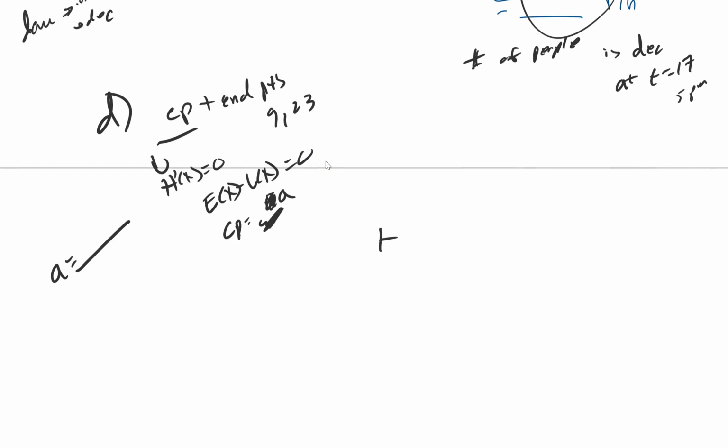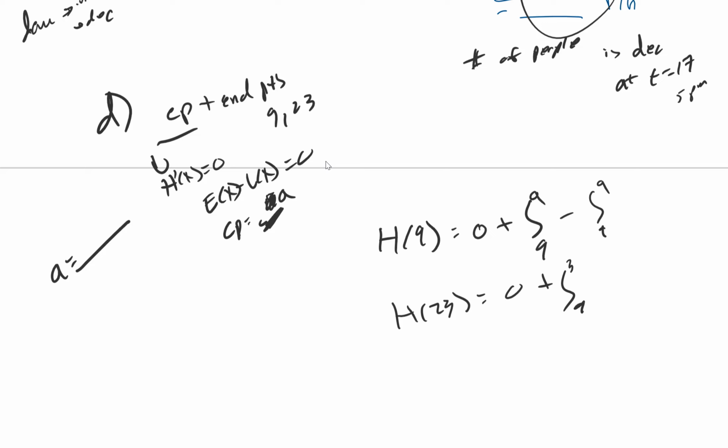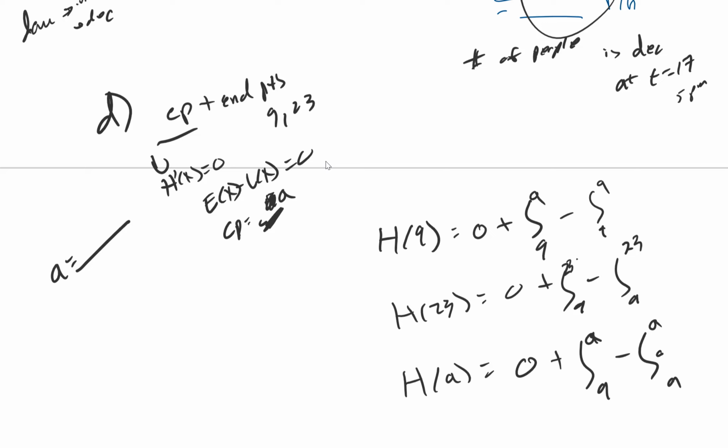So you're going to have h of 9, which is the initial value, which in this case was 0, plus incoming 9 to 9, minus outgoing 9 to 9. Then you can have h of 23. So initial value, which was 0, plus incoming 9 to 23, minus outgoing 9 to 23. I forgot what the equations were. Then you can have h of A, which you could write like this as long as you tell me what A is. So the initial value plus the integral from 9 to A of in minus the integral from 9 to A of out. Whichever one is your highest value is your max.